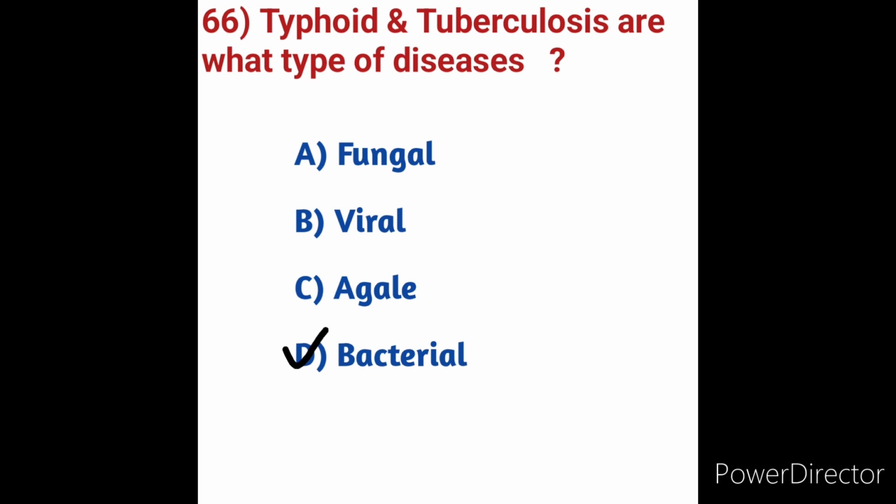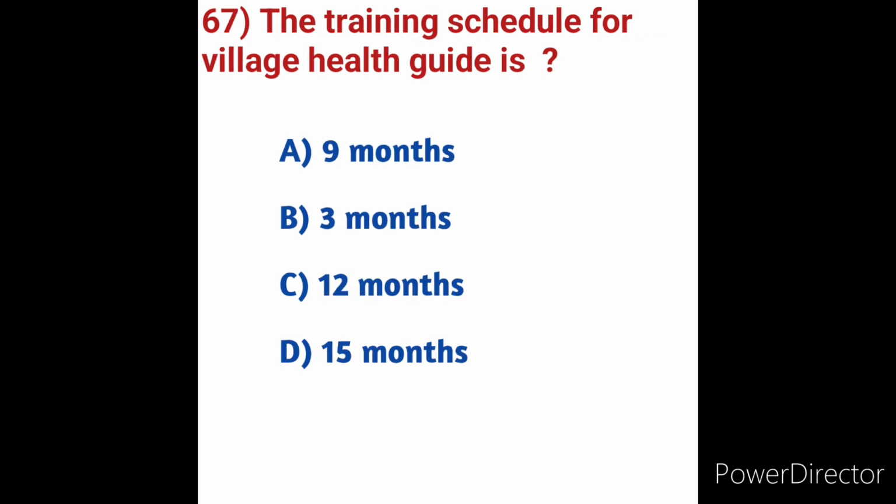Next we will move on to question number 67. The training schedule for village health guide is... What is the training schedule for the village health guide? We will see the options here. Option A 9 months, option B 3 months, option C 12 months, option D 15 months.